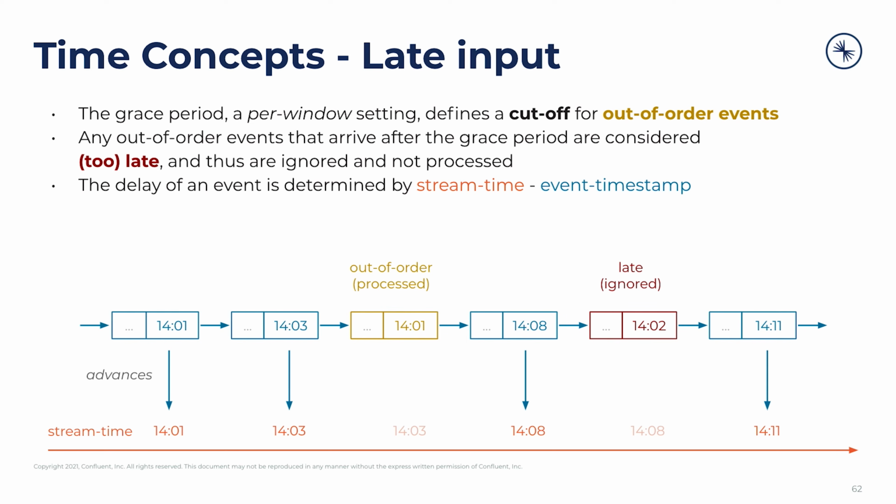And again, the delay of an event is determined by the stream time. It's actually the stream time minus the event timestamp. So the delay of an event is really just how far after the highest timestamp seen so far this record arrived. Now, it's important to note that the default grace period in Kafka Streams is 24 hours. So in general, that means you have a pretty large margin for out-of-order records to still be considered in your results. 24 hours is a lot of time, especially for things that are generally only going to be off by a few seconds or milliseconds. But sometimes you might have things coming in days or even farther out, and in that case, you would want to set a higher grace period than the default.